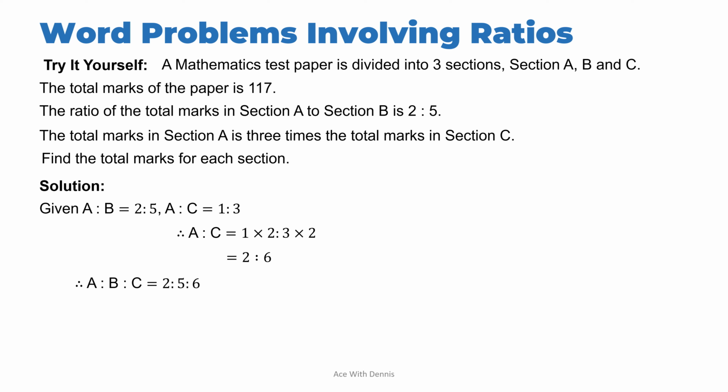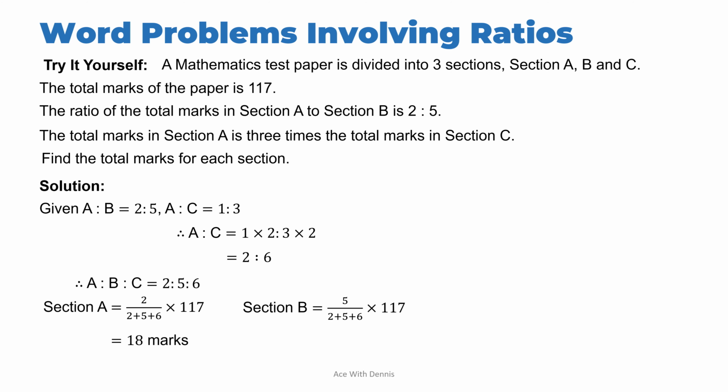Now, the quantity A has the same value for both ratios. Hence, we can combine these three quantities into one ratio, which is the ratio of A to B to C equals 2 to 5 to 6. And now, we can calculate the total marks for each section one by one. For section A, it equals 2 over 2 plus 5 plus 6 times 117, and it is 18 marks.